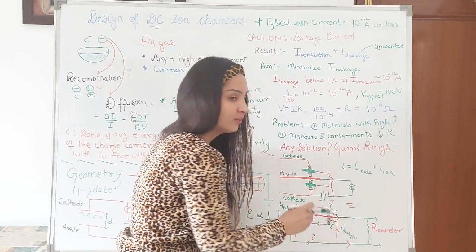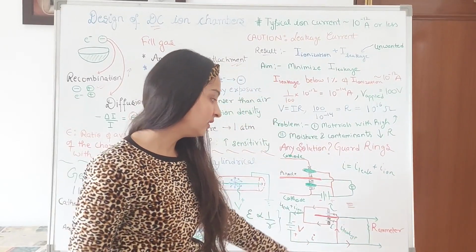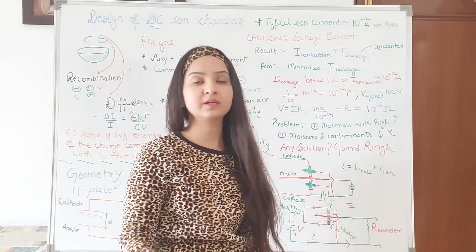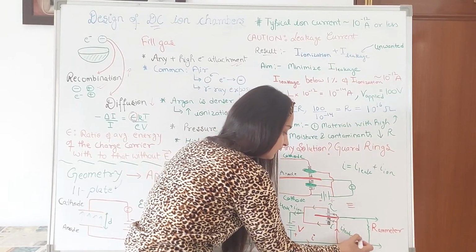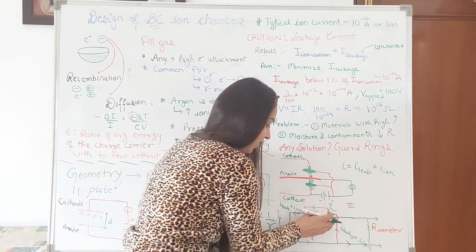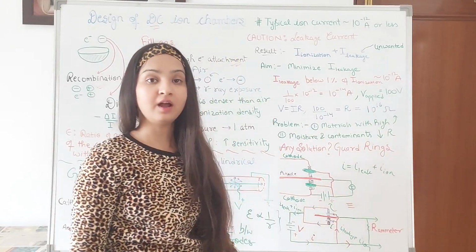In this path you have no insulator. The resistance that the current will be observing is only because of the resistance of the ammeter, which can be kept very small. So this current will essentially be the current because of the ionization. So the current because of the ionization will be measured by the ammeter.